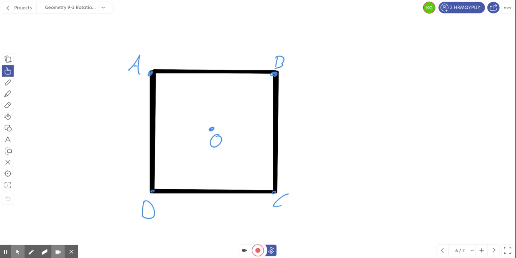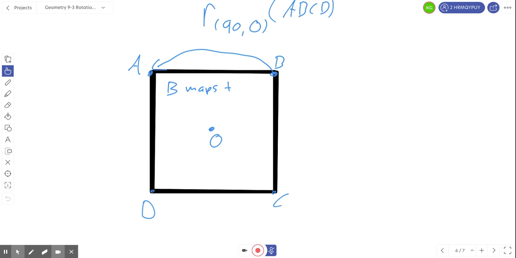And let's say for a rotation of 90 degrees around point O of A, B, C, D, B would land right on top of A. A would also be on top of D, and D would be on top of C, and C would be on top of B. Let's just look at B. And what we would say is B maps to A.